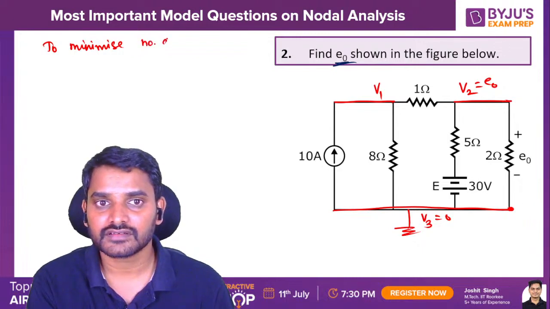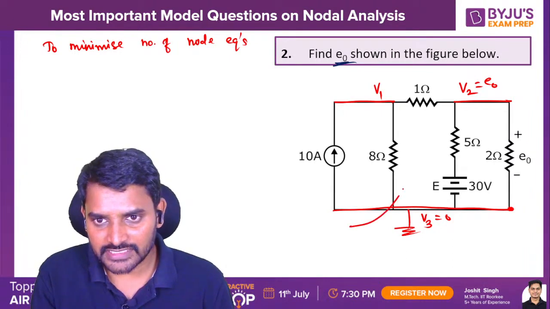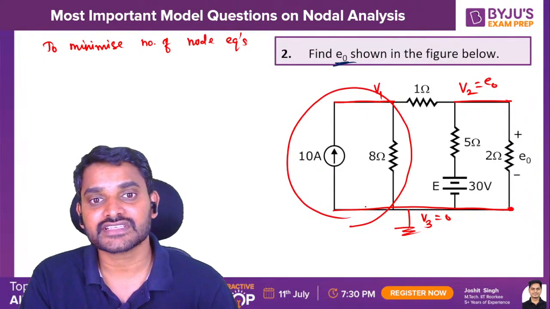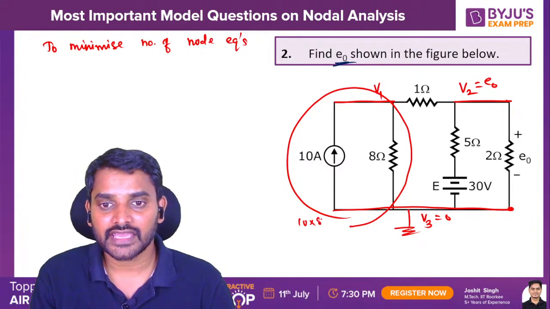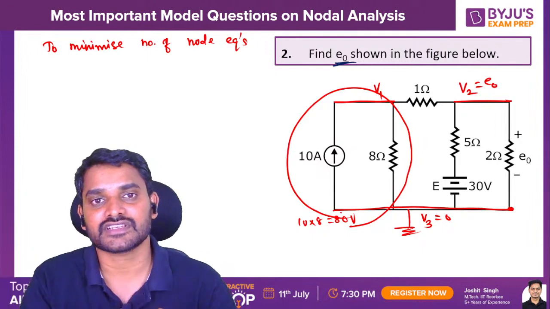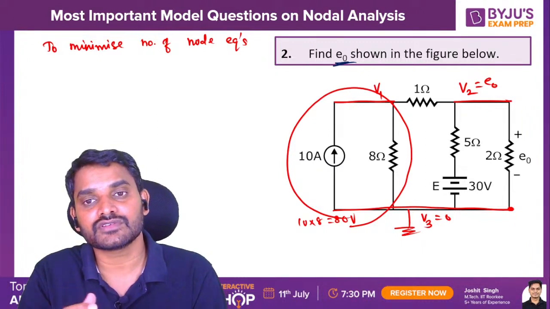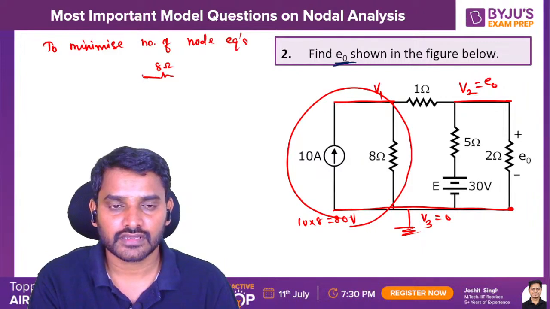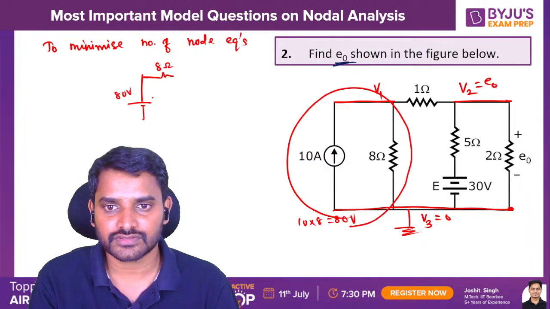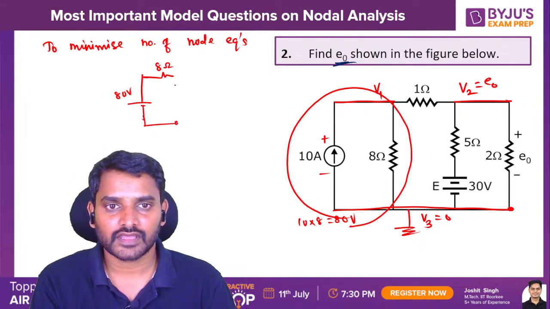So what we do, to minimize the number of node equations, is go for source transformation. Here a 10 ampere current source is in parallel with an 8 ohm resistor. You can go for source transformation. So 10 into 8, it will be an 80 volt voltage source in series with 8 ohms of resistance. By converting this current source into a voltage source, one principal node will be minimized. You see now, 8 ohms and an 80 volt voltage source, positive polarity upward, negative polarity downward, and the rest as it is.